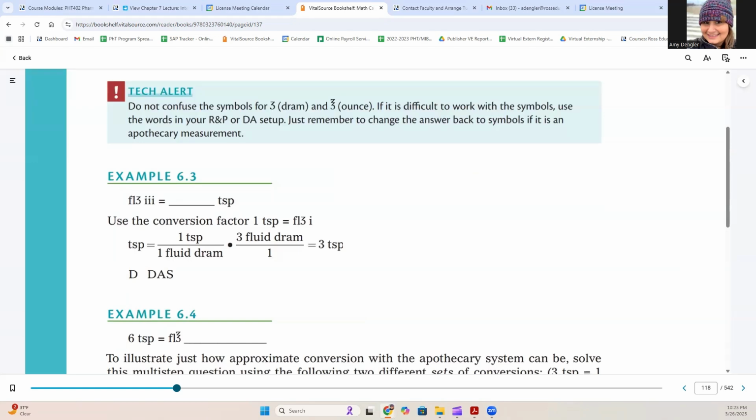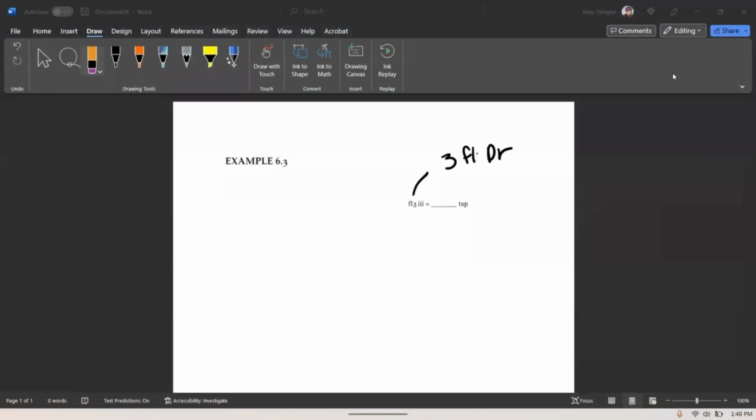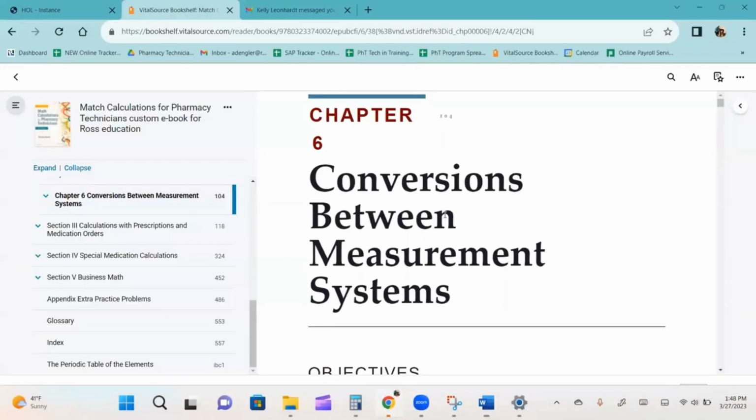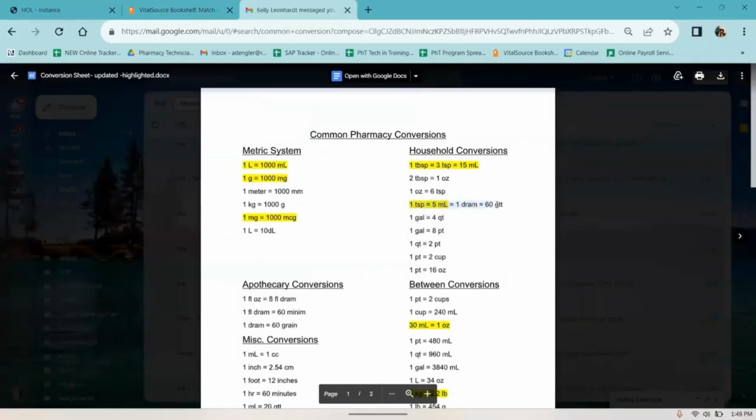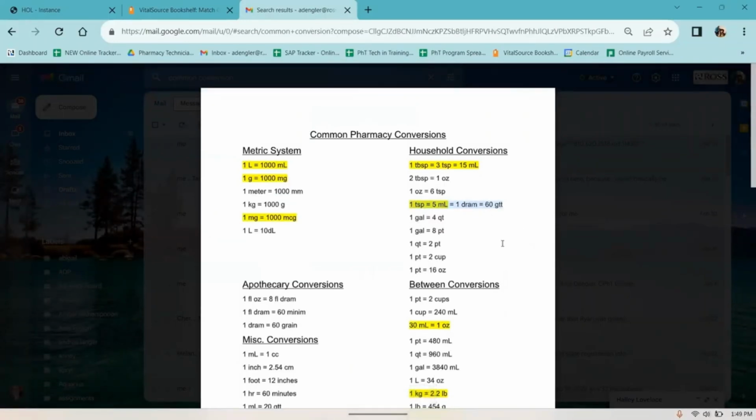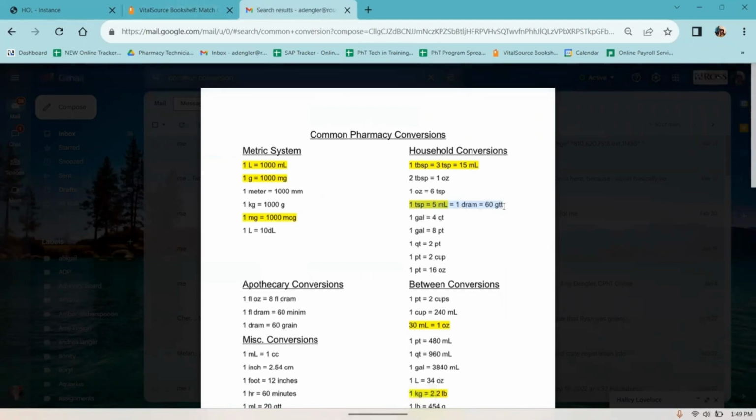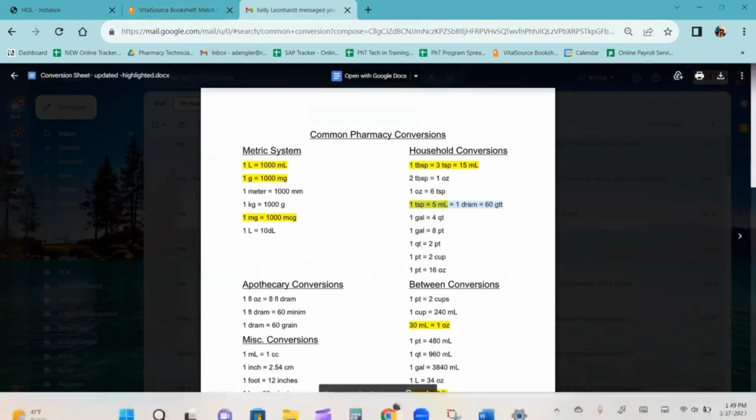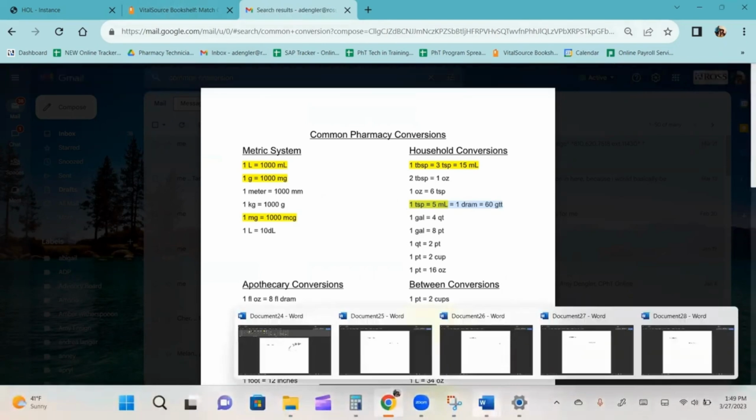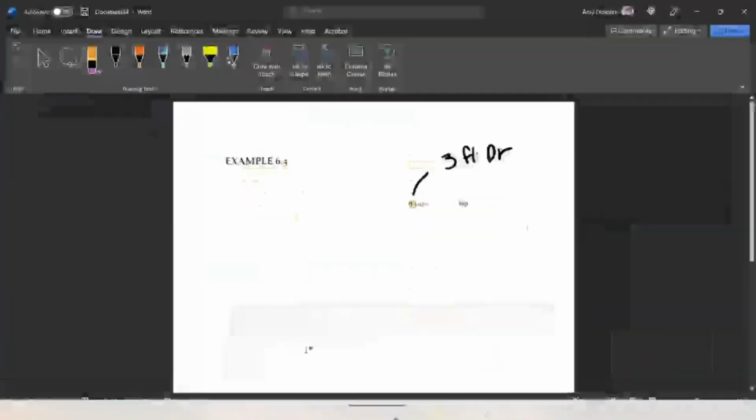All right, let's do example 6.3. Okay, example 6.3. We have 3 fluid dram equals how many teaspoons? So if we go to our conversion sheet, looking here, we have 1 teaspoon equals 5 ml, which equals 1 dram. So we can pull anything out of this conversion factor, any two things out because they're all equal. So we're gonna take out 1 teaspoon equals 1 dram.